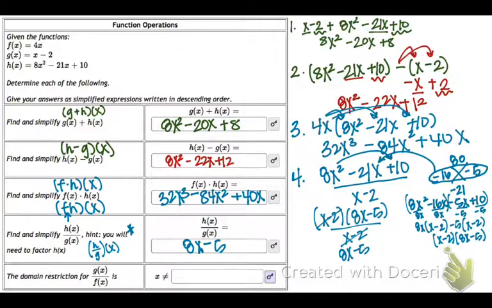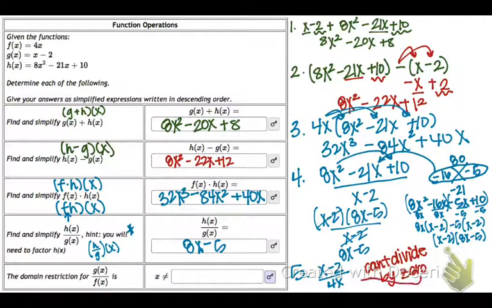Okay. For this last one, I didn't really go over this. There won't be one like this on your test, but g of x over f of x, and we want to know what the restriction is. So if I take g of x, which is x minus 2, over f of x, which is 4x, we're trying to see what value we would have to plug in here for this to equal 0. Remember, we can't divide by 0. That's just a math concept.